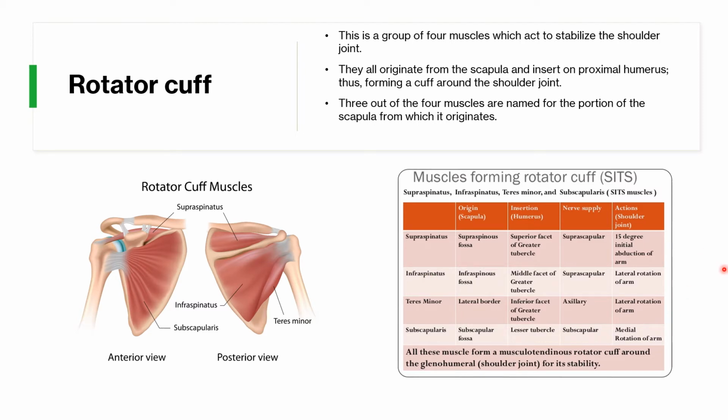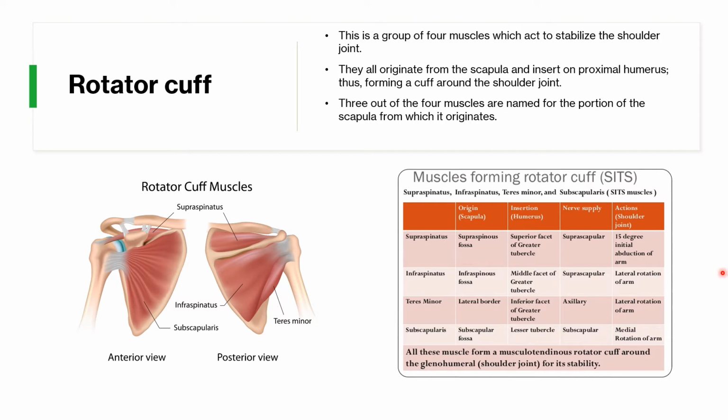And these muscles basically form a muscular tendinous cuff around the shoulder and help stabilize it. And then the infraspinatus and teres minor have some role in lateral rotation of the arm.